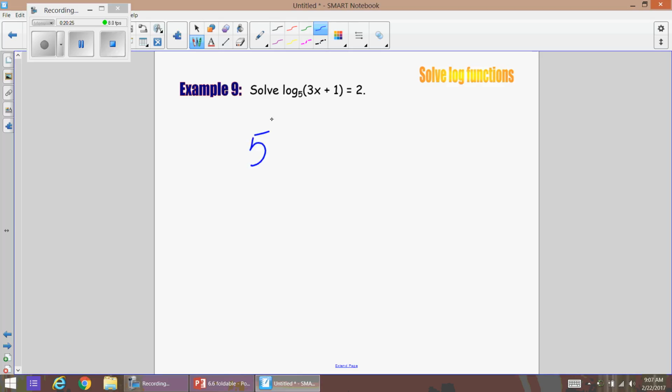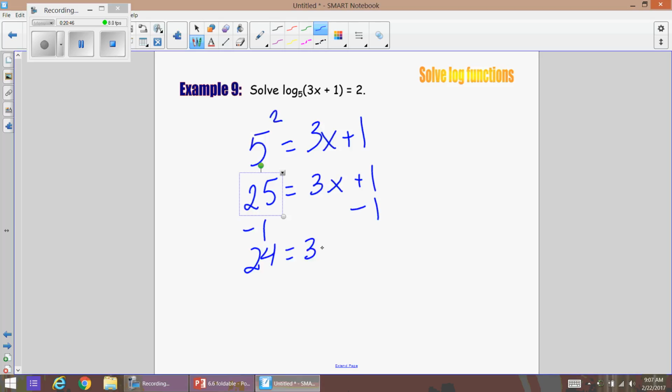So this is really 5 to the 2 equals 3x plus 1. What on earth did I just do? I wrote it from logarithm form to exponential form. That's all I did. Now I'm like, hey, that's 25. I got this. 24 equals 3x. X is 8.